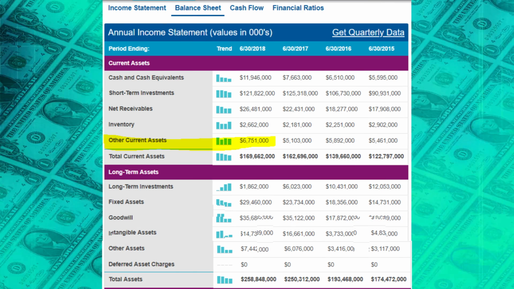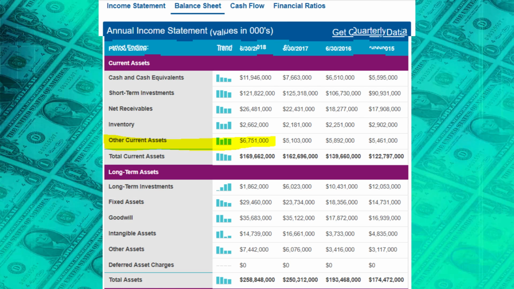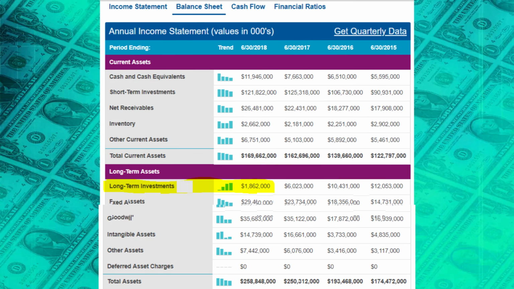And then finally, we have other current assets, and that could be a number of different things, but the important thing is that it should be convertible to cash within a year, and Microsoft has almost $7 billion there, and then they finish off their total current assets at almost $170 billion, which is just absolutely massive, and it's very impressive. Okay, moving on to the next category, we have long-term assets.